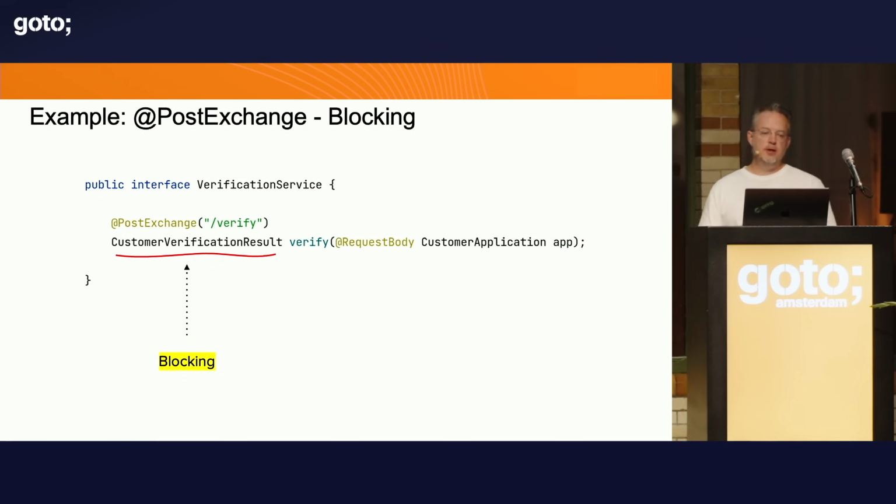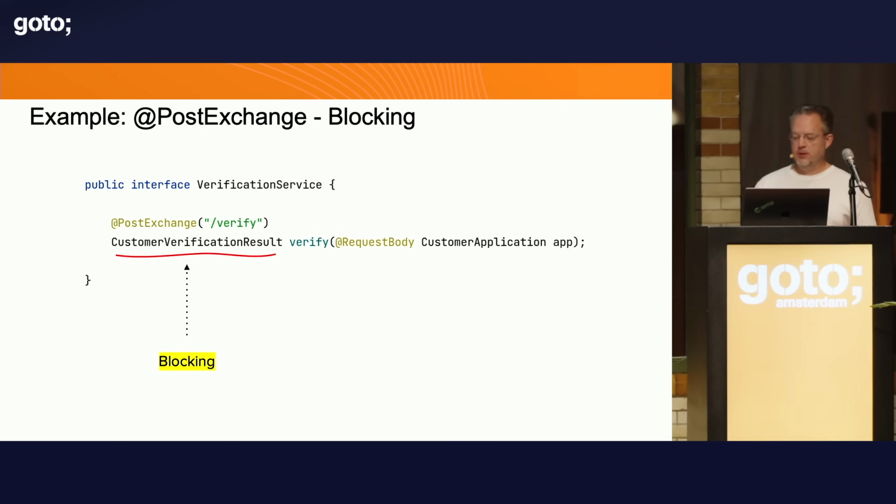So here we have an interface, straightforward, right? Not extending anything else. Public interface VerificationService. It defines the method verify. When we invoke this verify method and pass it a customer application, we want Spring to automatically convert that into maybe JSON or XML, send that as a POST request to verify on the server we've configured, and then when the response comes back, we want the response body converted back into a customer verification result, and then handed back to us.